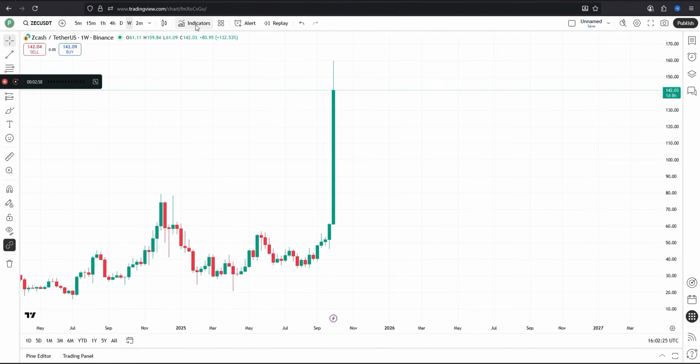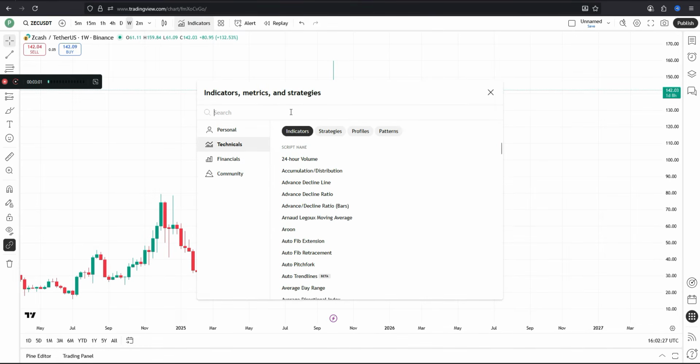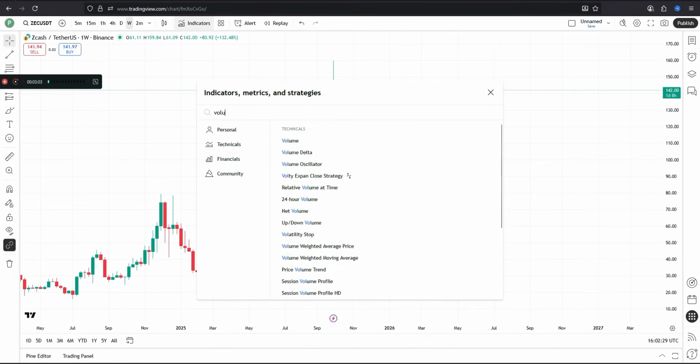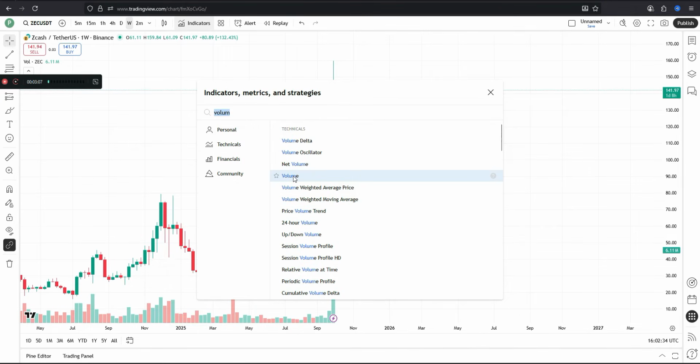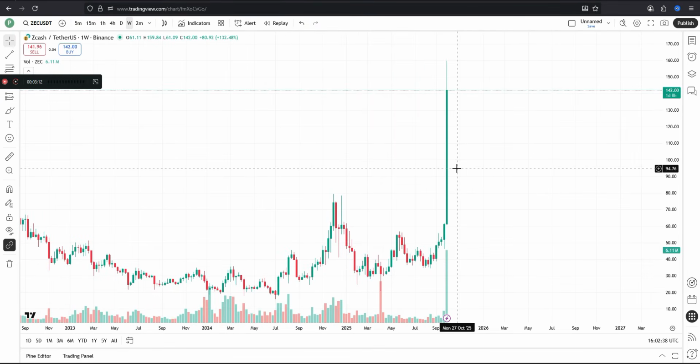So click on this indicator section, search for what we call volume indicator. It helps. The essence of a volume indicator is to tell you how much of this coin has been traded. Let me give you an example now.